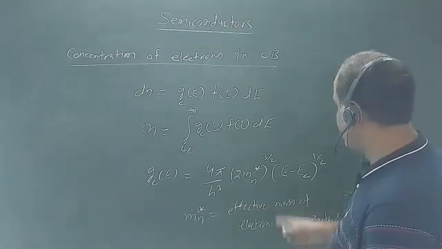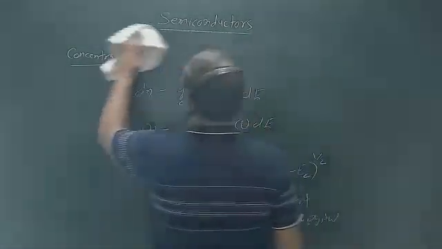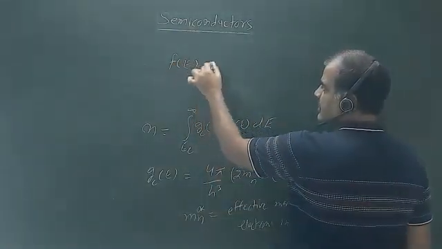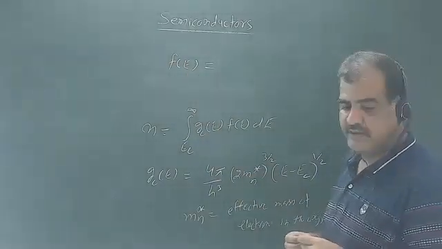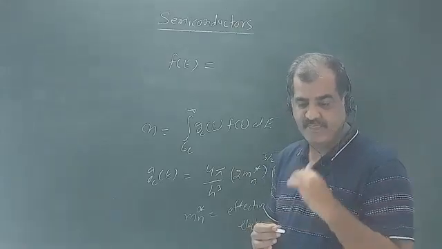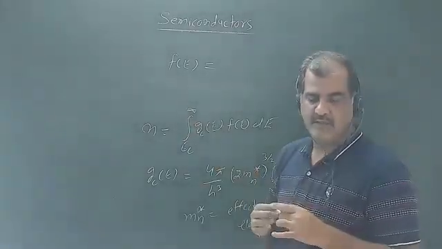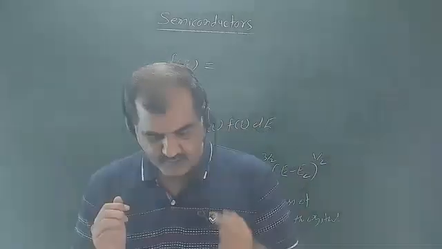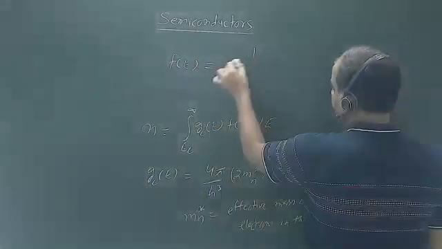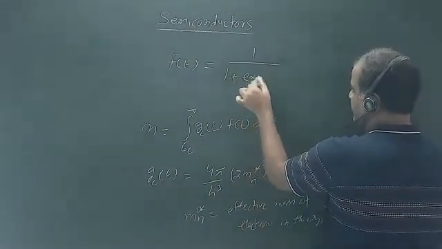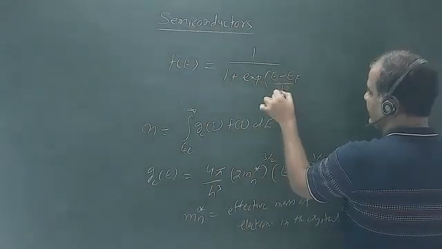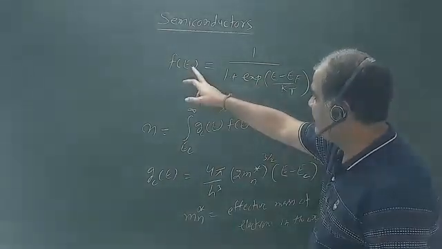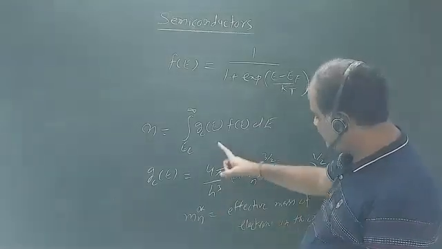Now, what is the Fermi Dirac function? Your Fe is 1 upon 1 plus exponential of (E minus EF) upon KT. This is the expression for the Fermi Dirac function.